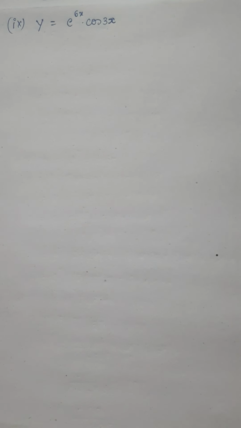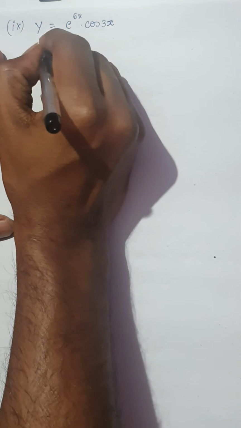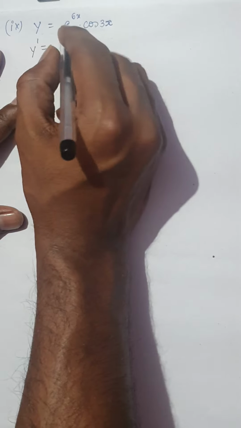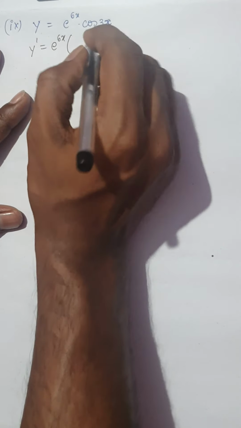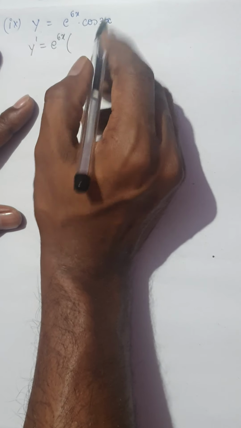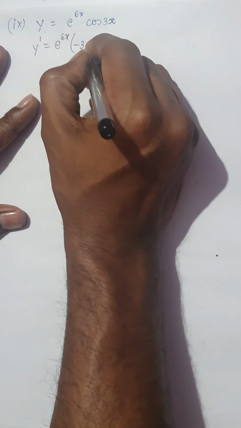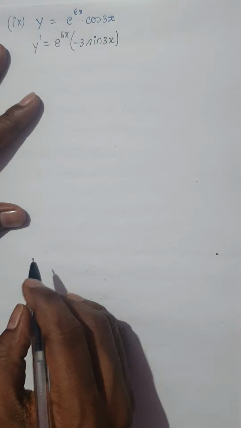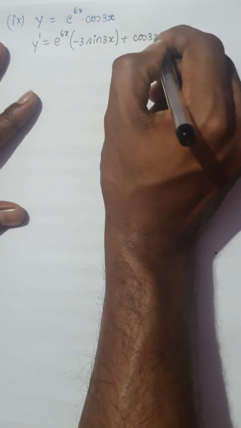The next question we have is y is equal to e power 6x into cos 3x. Okay. So the first order derivative is, we know it's a product of two functions. We'll use the product rule here. So keep the first function as it is, that is e power 6x, differentiate cos 3x. We know derivative of cos ax is minus a sine ax. So that is minus 3 sine 3x. Okay. Plus keep cos 3x as it is.